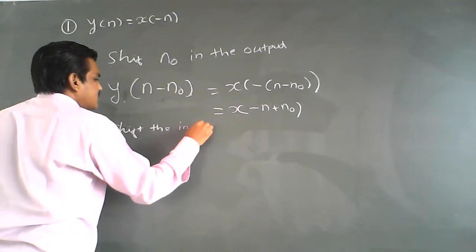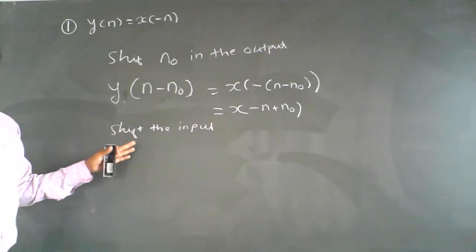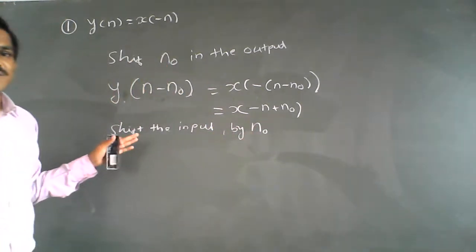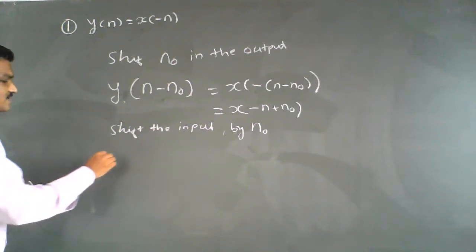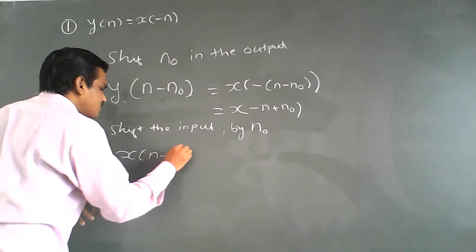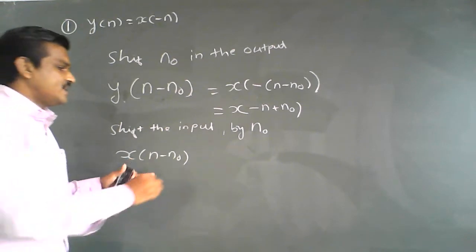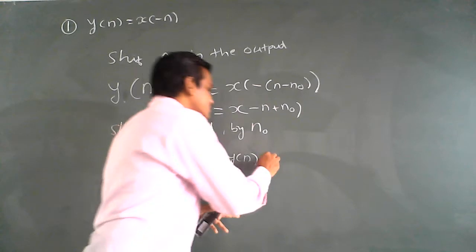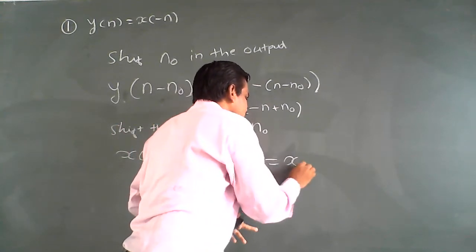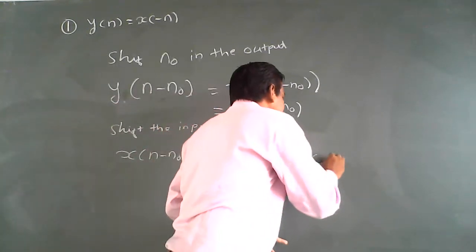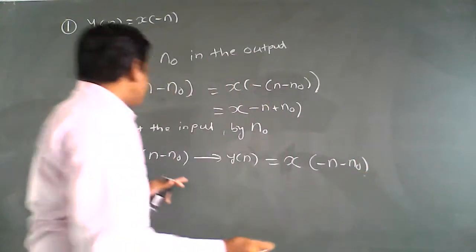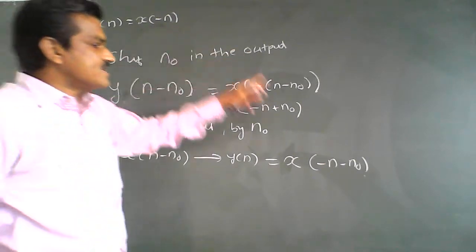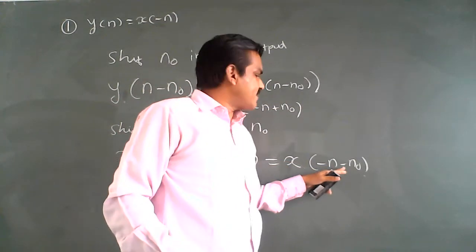Let us shift the input. If the input is shifted by n0, then we can pass it to the system. So x of n minus n0 becomes your y of n, which is equal to x of minus n minus n0. Here you have x of minus n, and if you shift this by n0, it will be x of minus n minus n0.